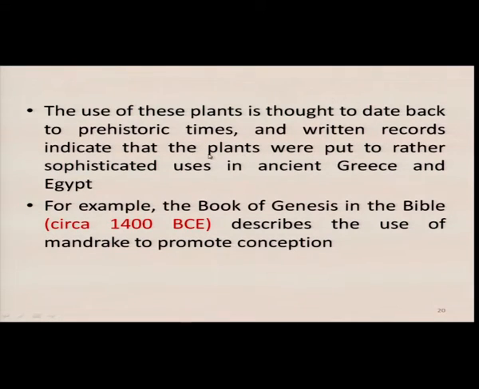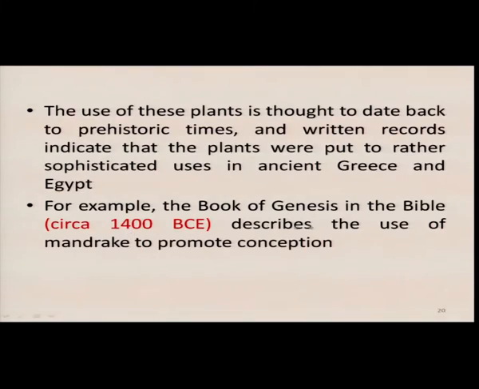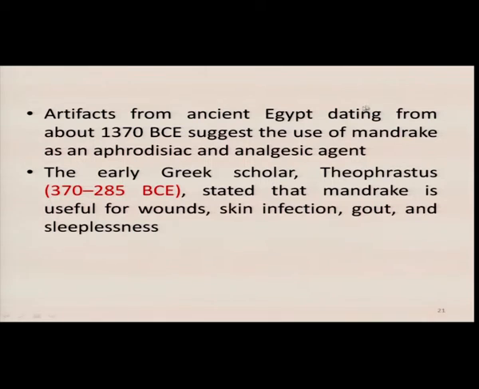The use of these plants is thought to date back to prehistoric times, and the written records indicate that the plants were put to rather sophisticated uses in ancient Greece and in ancient Egypt. For example, the book of Genesis in the Bible, 1400 BCE, describes the use of mandrake to promote conception. Artifacts from ancient Egypt dating from about 1370 BCE suggest the use of mandrake plants as an aphrodisiac and analgesic agent. The early Greek scholar Theophrastus stated that mandrake is useful for wounds, skin infection, gout and sleeplessness.